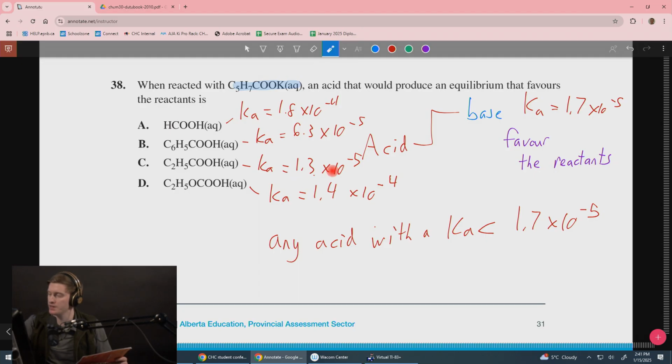If you're looking at all of these, only one of these is less than 1.7 times 10 to the negative 5, and that is C. This acid here is going to be the one that is less. That's our vinegar, our acetic acid. So that would favor the reactants. That's where we're going to stop the video here.